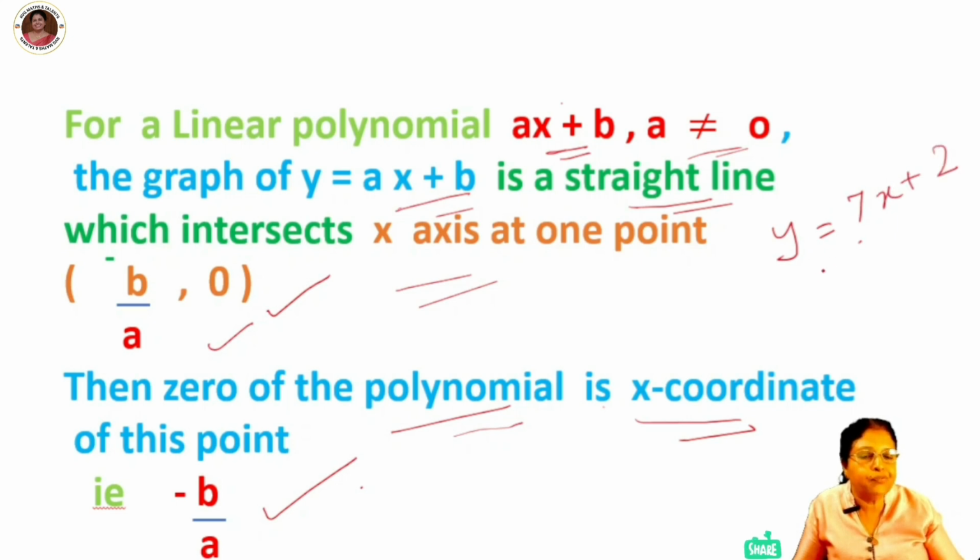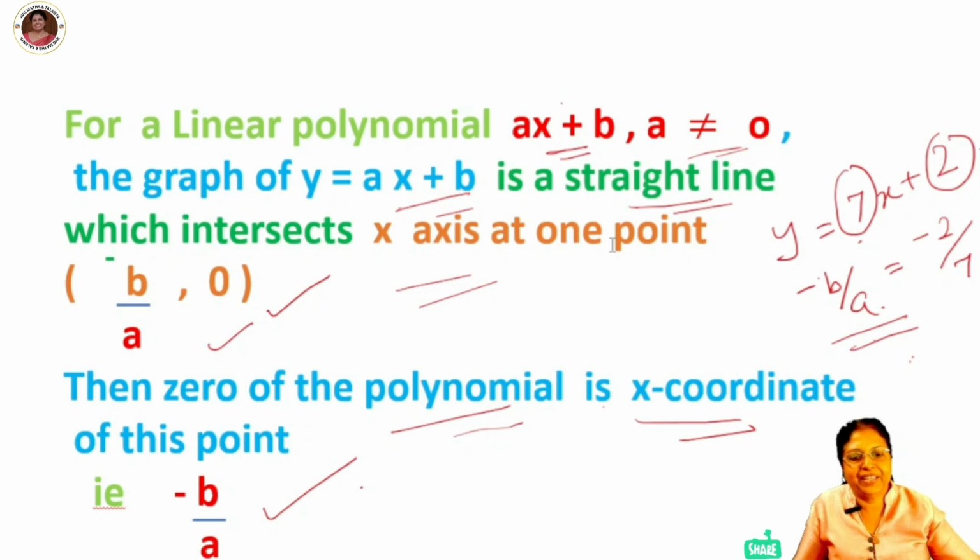Okay. So, if you are given a polynomial like this, y equal to 7x plus 2, then what is the 0 of this polynomial? That is negative b upon a. This is a and this is b. That means negative 2 upon 7. That will be the 0 of this polynomial. Have you understood this?